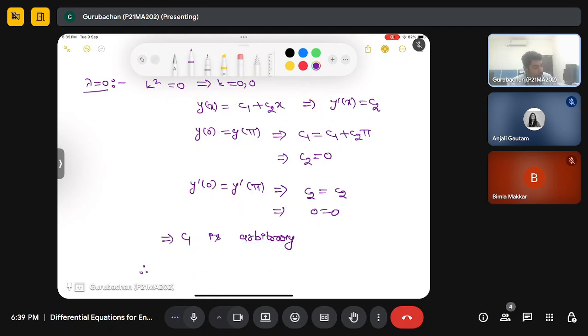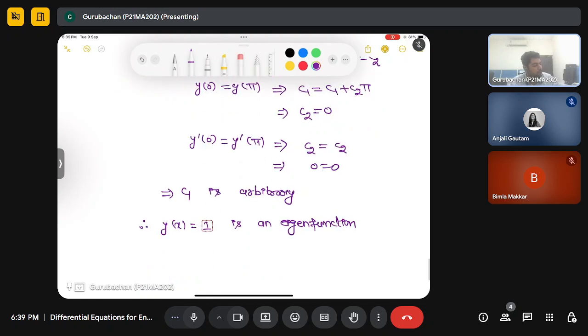Therefore y(x) equal to 1 is an eigenfunction corresponding to the eigenvalue lambda equal to 0. So lambda equal to 0 is contributing here as an eigenvalue, and the corresponding eigenfunction is y(x) equal to 1.